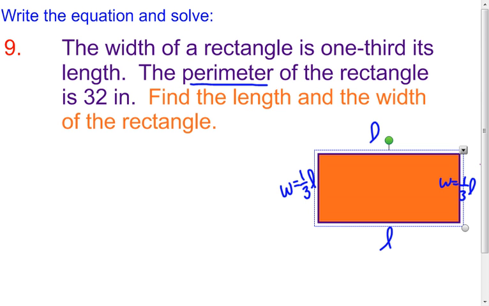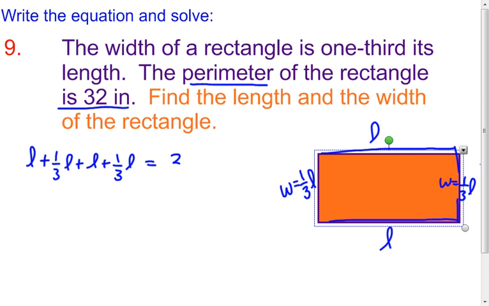Okay, now I'm dealing with perimeter again, and with perimeter you add up all the sides. So the only choice I have right here on this side is to add the L, and right here on this side is to add the L. On this side, I could choose to add the W, or I could choose to add 1/3 L. And since I need to stick with one variable, I am going to add 1/3 L. So I have L plus 1/3 L plus L plus 1/3 L. So that's how I find perimeter. I add up all the sides. And when I do that, I should get 32 inches according to this right here.